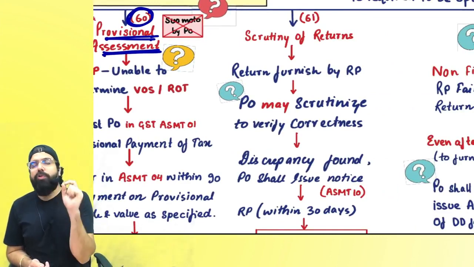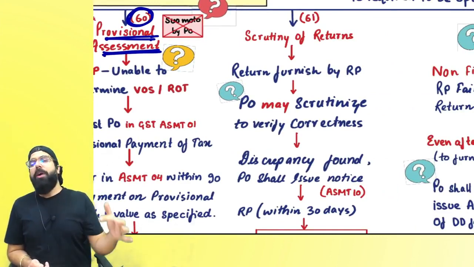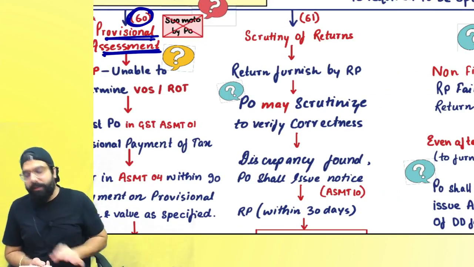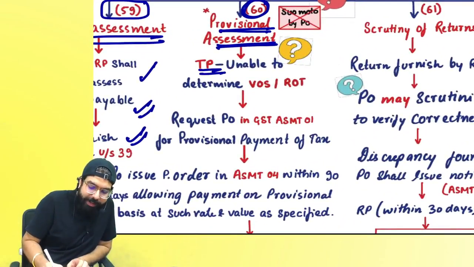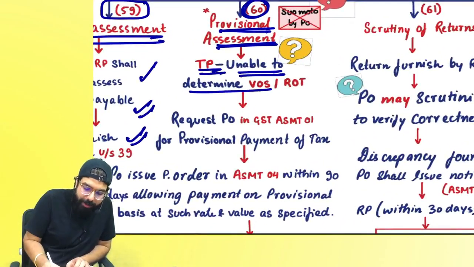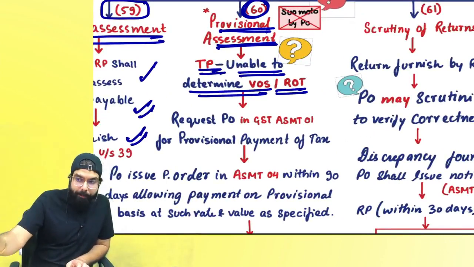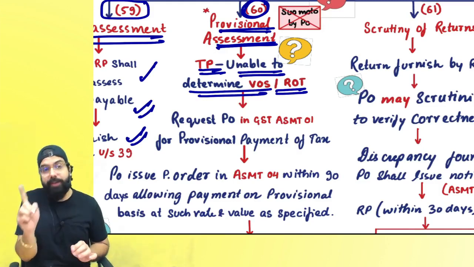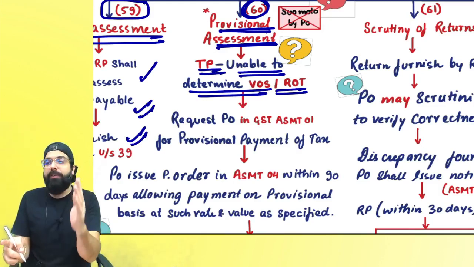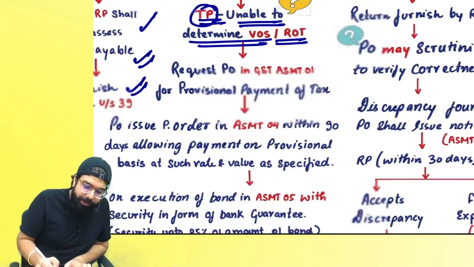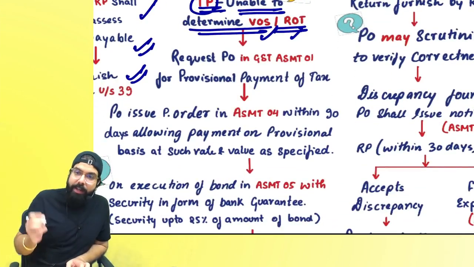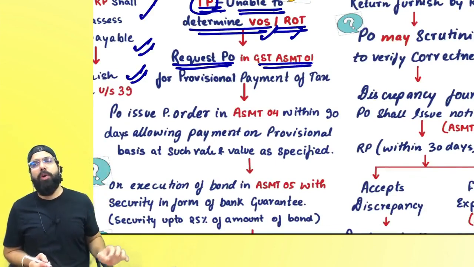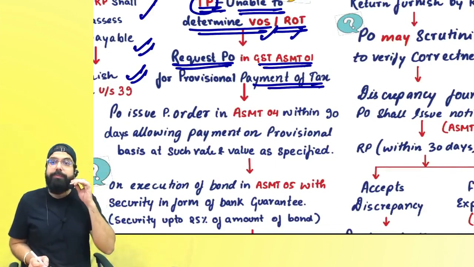Provisional assessment suo motu by the proper officer can't be done. Always a taxable person only can go ahead and apply for provisional assessment, whenever the taxable person is unable to determine value of supply or rate of tax. Remember always, taxable person can be a person who is registered also or liable to register also. So a taxable person unable to determine value or rate of tax can request the proper officer in GST ASMT 01 for provisional payment of tax.